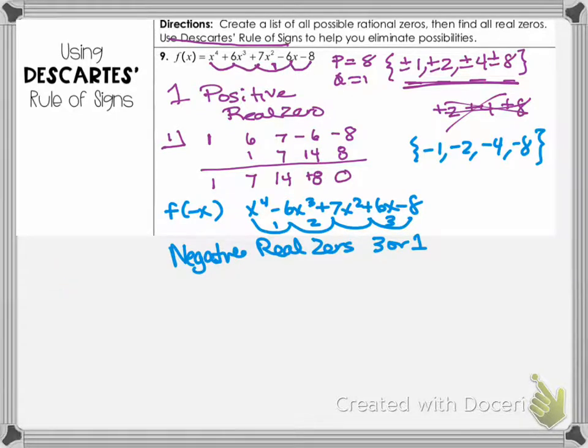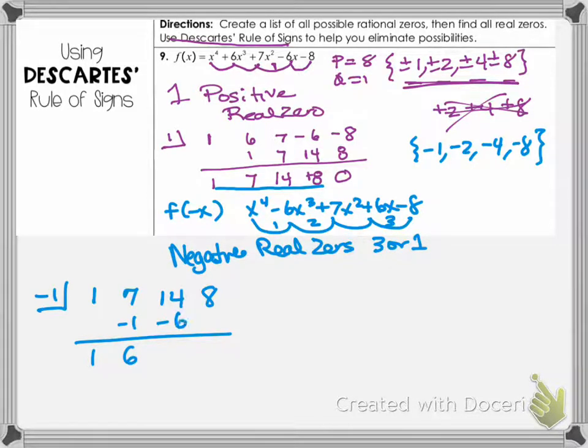Okay, so negative 1, make it neat. Let's use our depressed polynomial. Let's not use the longer one, because we know this has to go in it too. 1, 7, 14, 8. Bring down the 1, that would be negative 1, 6, negative 6, 8, negative 8, 0. Sure enough, negative 1 is one of the zeros too.